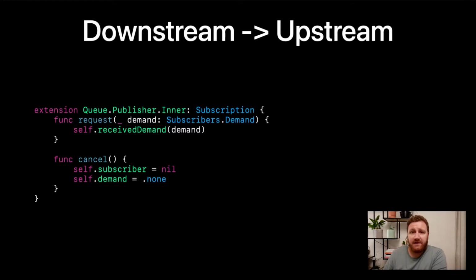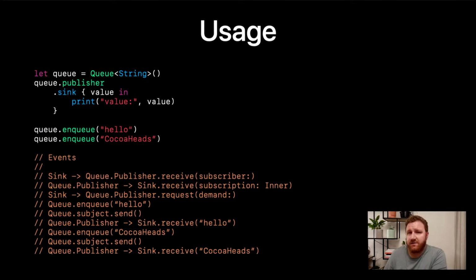Okay, so that was a lot to get through, but when you actually use it, it's really simple. So let's say we had a string-based queue, and we take a publisher of that queue. You can see the list of events down the bottom there, which is to say that the sink, because we're using a sink again, will call the receive subscriber method on the publisher, which will then get back the inner type on its received subscription method. Not confusing at all.